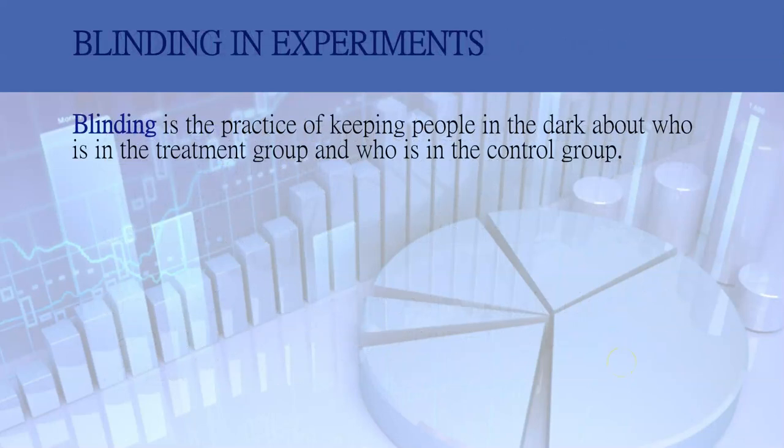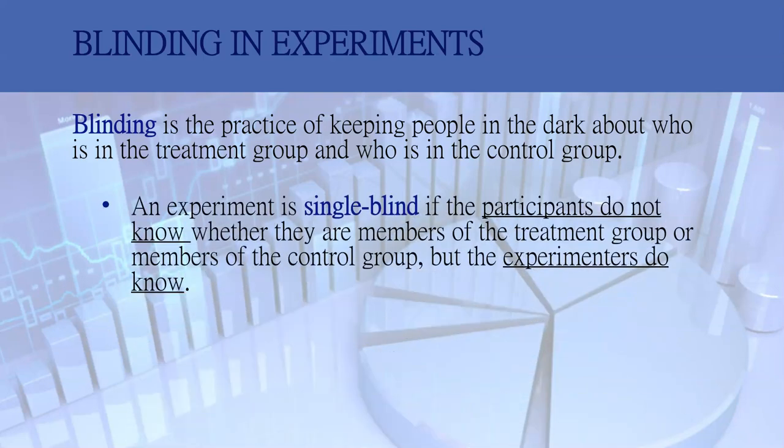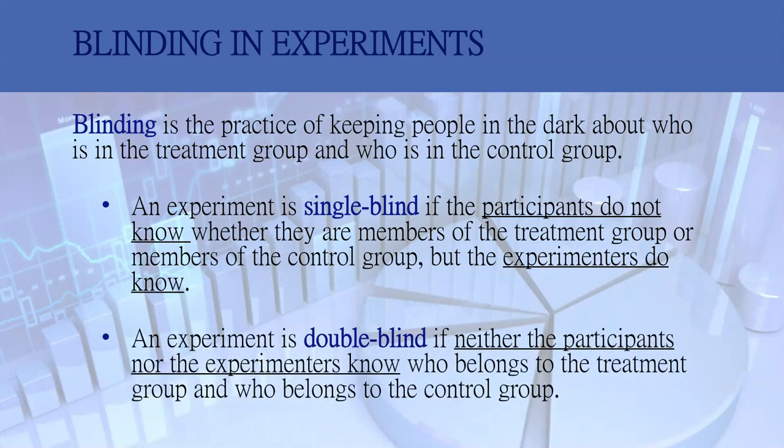Blinding is another thing that needs to be done when you're talking about an experiment. Blinding is when you keep people in the dark about who's in the treatment group and who's in the control group. There's two different types. Single blind is when the participants don't know what group they're in. The experimenters are aware, but the participants don't know. Double blind is when no one knows what's going on. So the participants don't know if they're in a treatment group or not, and the experimenters also don't know.